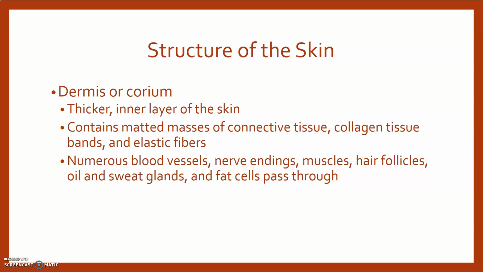And interesting to note that when wrinkles start to develop with age, they happen because we start to lose that elasticity with aging, and that again is what contributes to wrinkles. The dermis also contains numerous blood vessels. It has nerve endings, muscles, hair follicles, the oil and sweat glands, and also fat cells that pass through.